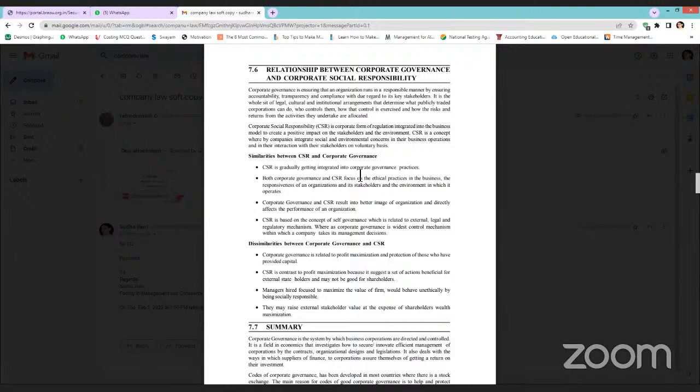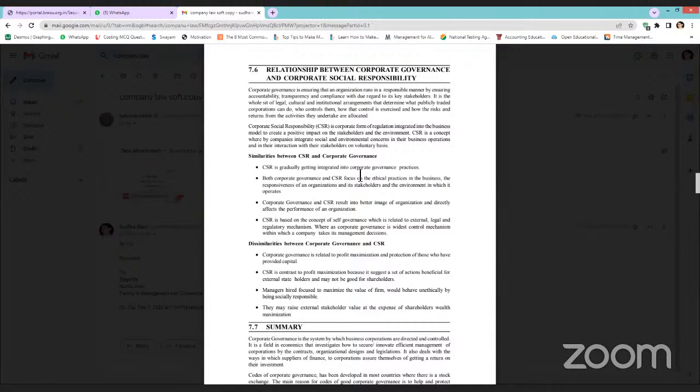First, corporate governance ensures that the organization runs in a responsible manner by ensuring accountability, transparency, and compliance with due regard to its key stakeholders. It establishes rules and regulations and a structure, making every activity and function of the people in the organization accountable and responsible with regard to all stakeholders. So it is altogether a set of legal, cultural, and institutional arrangements that determines how a company is to be run and can do its activities, what to do and what not to do.